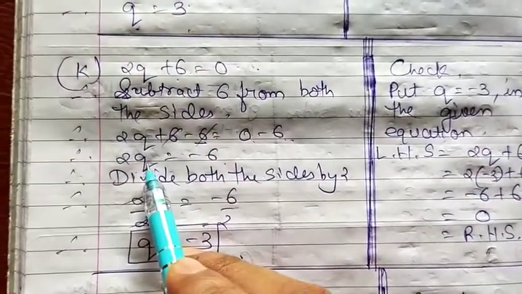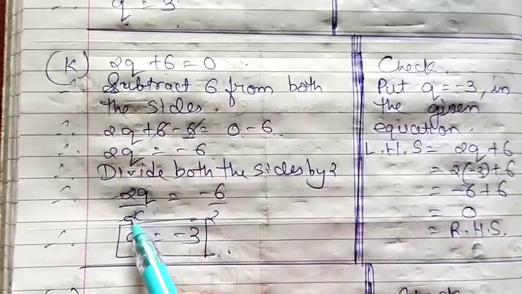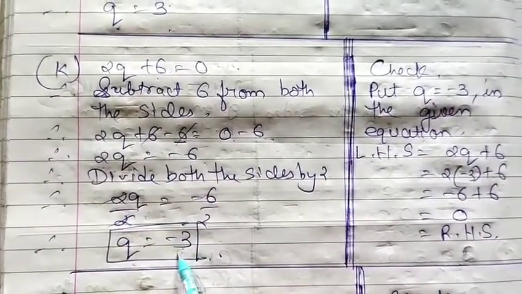Now you have to eliminate this 2. So divide both sides by 2. So 2 and 2 will get cancelled. Minus 6 divided by 2 is minus 3. So q equals minus 3.